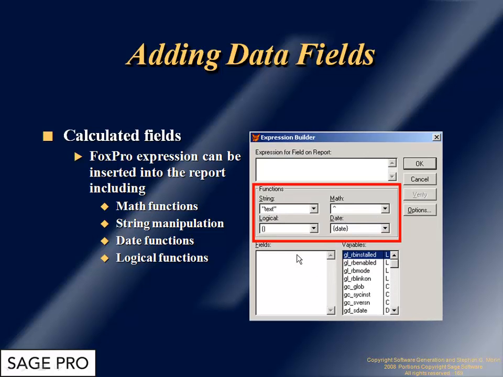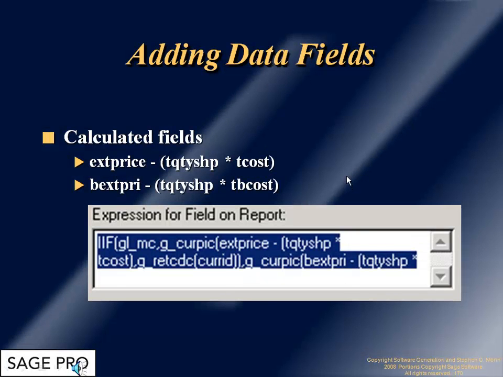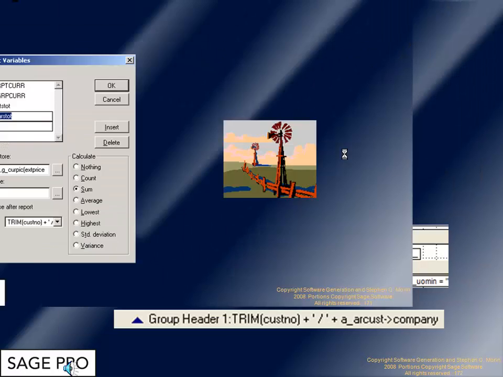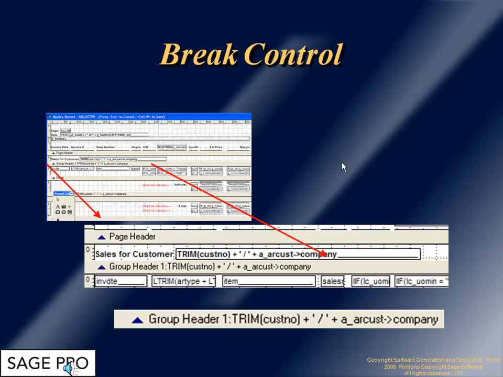Calculated fields can actually be done fairly easily. In the expression field, you can actually take math fields and redefine them and type them in and actually get them to work. Okay, I'm not going to cover report letter. I went over break control. Pretty simple.